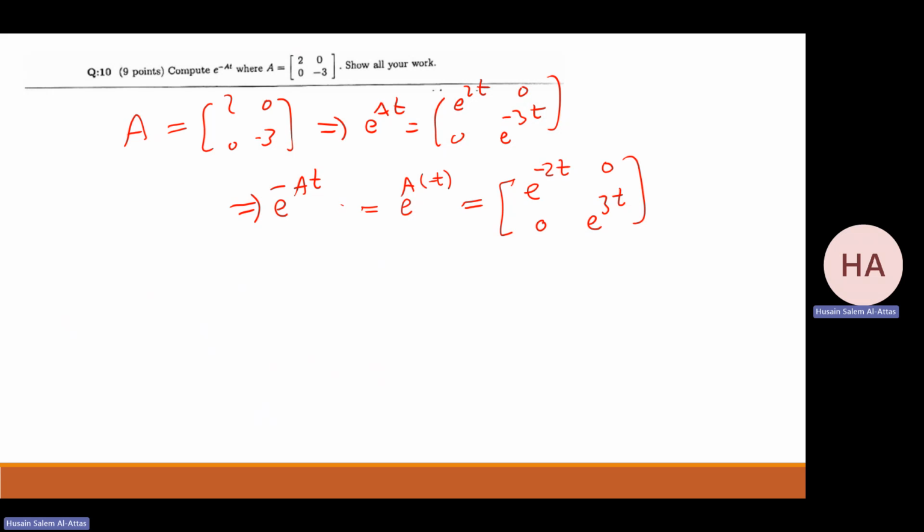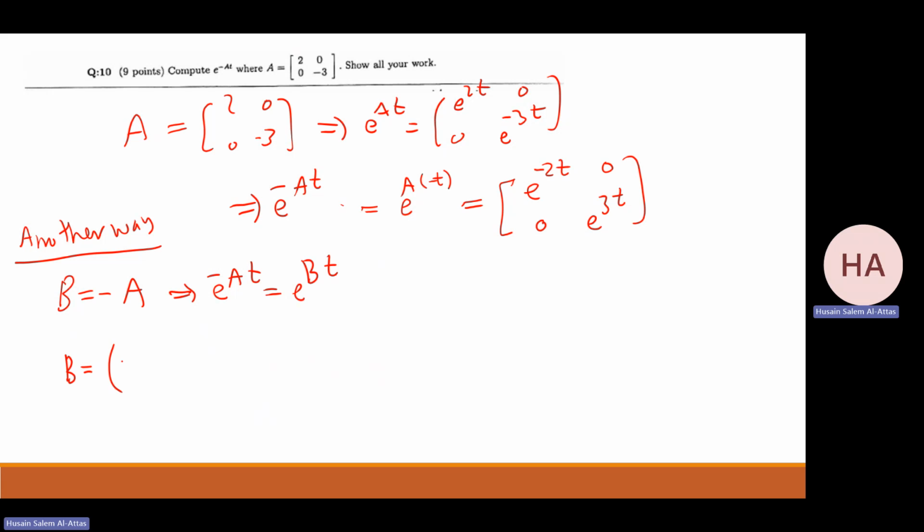Or, in other words, you can think of it as e to the power at. Or let me think about it another way. We say b equal minus a. Think of b equal minus a. So e to the power minus at is e to the power bt. And what is b? B will be minus 2003. So that's diagonal e to the minus 2t, 0, 0, e to the 3t, which is the same thing.